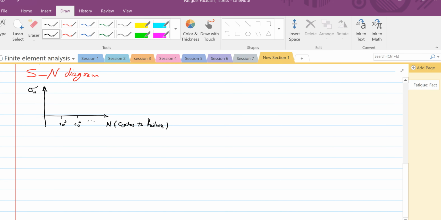So let's draw our S-N diagram with full details. This is the number of cycles to failure, and this one is stress. And you know which stress I'm talking about. It's alternating stress. We already talked about it here. Okay, usually we have these ones.